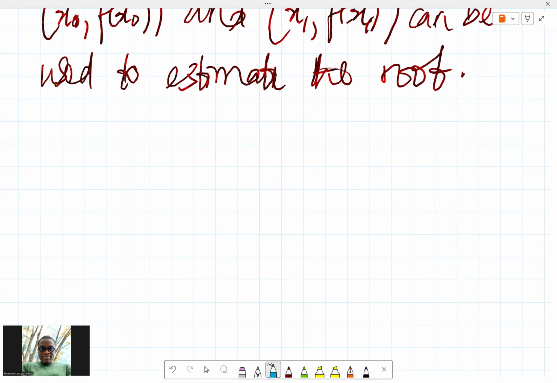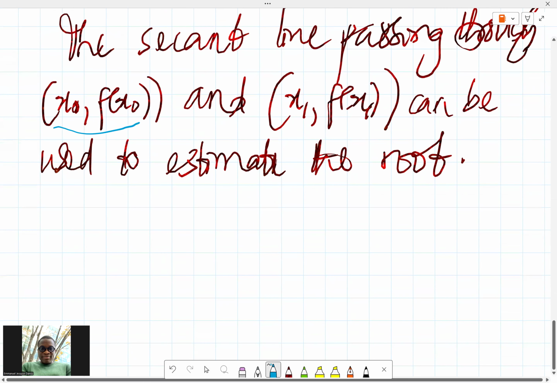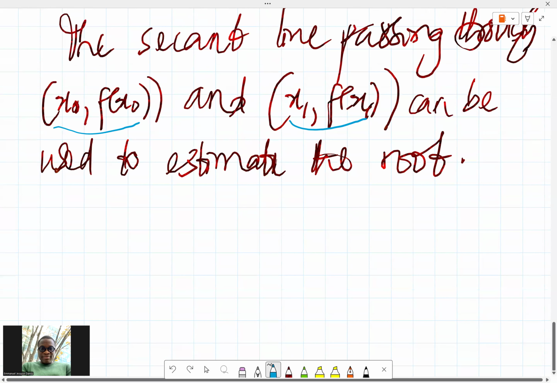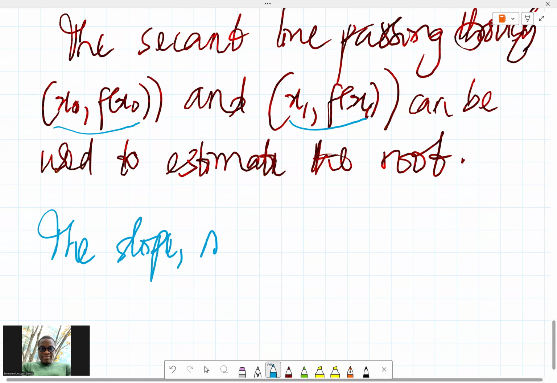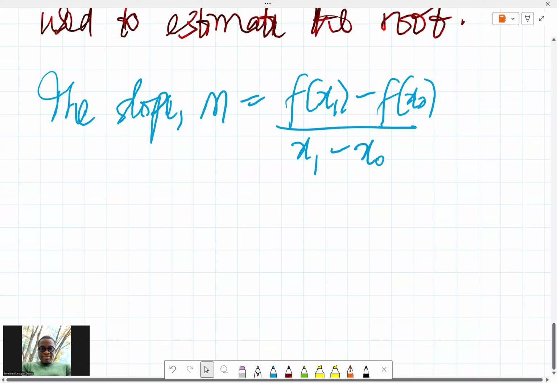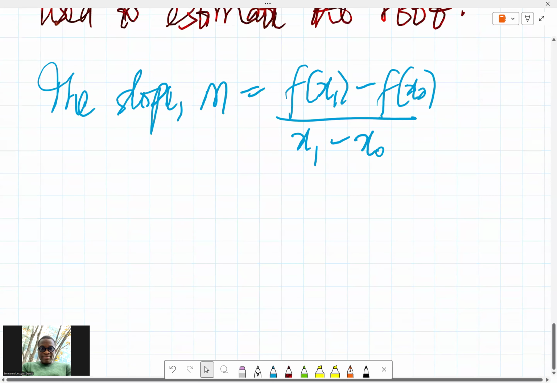But if you have points x naught, f of x naught, and x1, f of x1, the slope m of the line is given as y1 minus y naught, that's f of x1 minus f of x naught, divided by x1 minus x naught. This is the formula for slope. Here f of x1 is like y1, and f of x naught is like y naught.